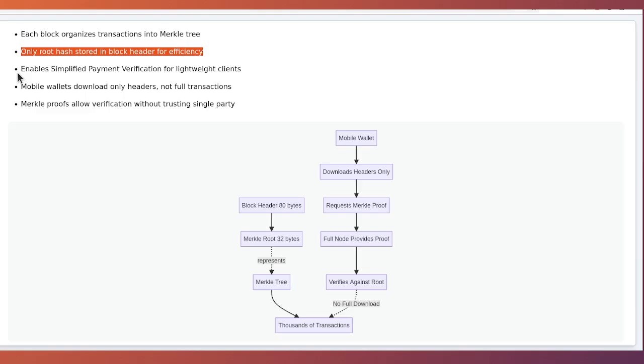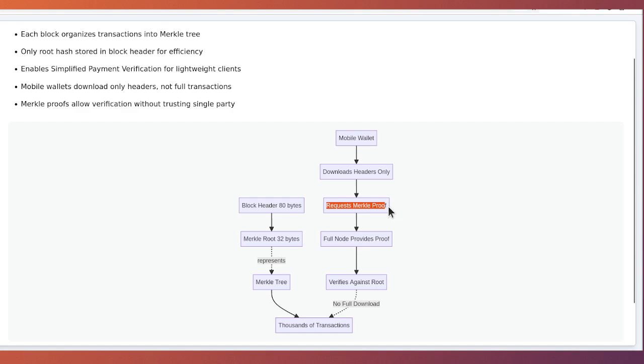Full nodes that store the entire blockchain need to maintain all transactions and can construct the full Merkle trees. But lightweight nodes, like mobile wallets, only need to download block headers containing Merkle roots. When a lightweight node wants to verify that a specific transaction was included in a block, it doesn't download all transactions. Instead, it requests a Merkle proof from a full node.